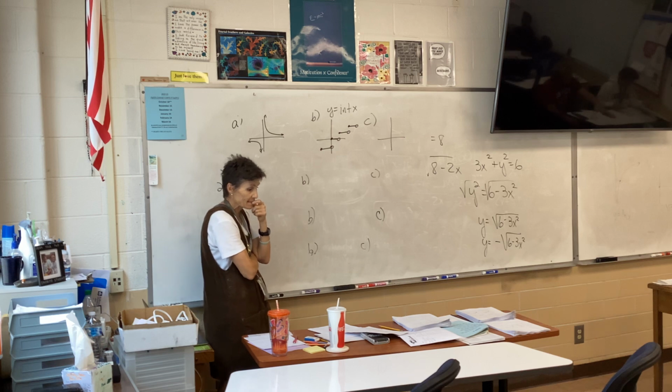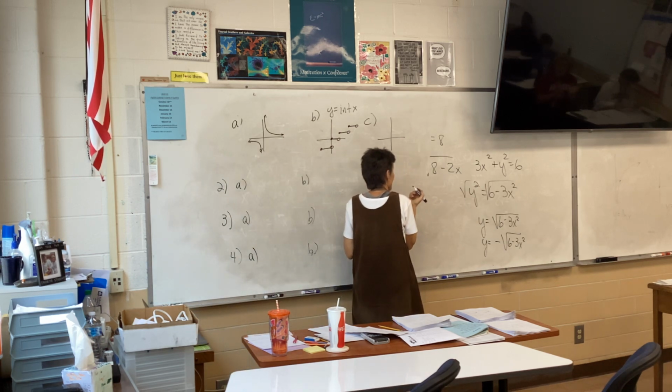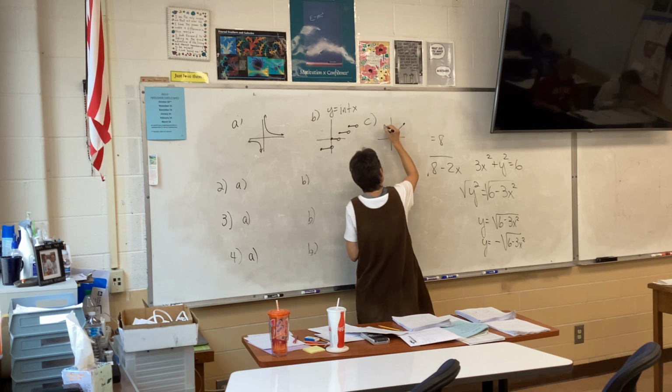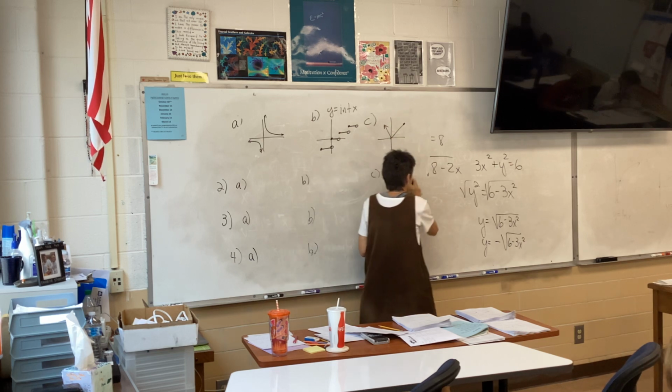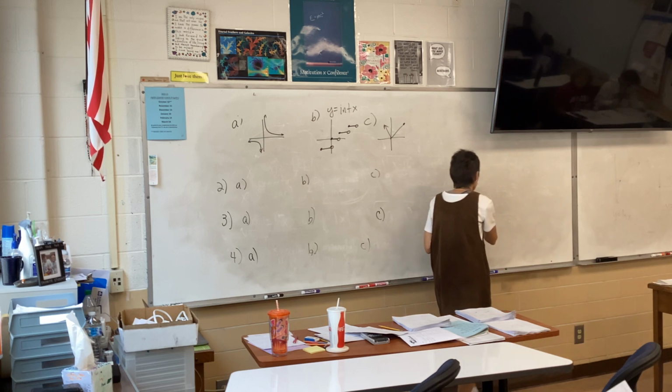All right, what about C? What's that one? Absolute value. It's absolute value, so its picture is a V. Perfect. Anybody have any question about those 3? You're drawing the picture.